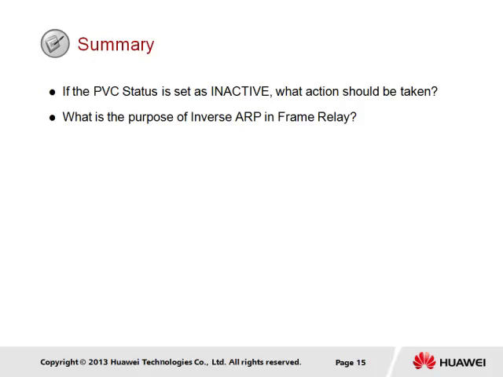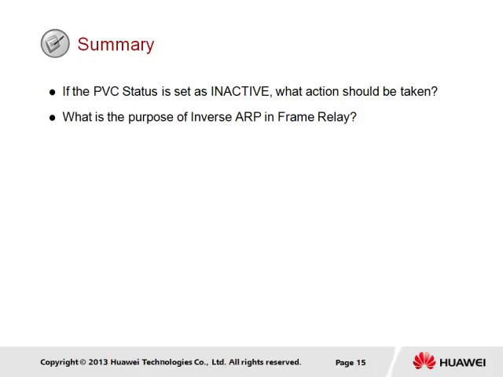If status messages are being received, we shall observe the output of the display fr pvc info command to verify that the PVC is active and that the binding has been performed between the local router and the peering switch. If this is active, we can finally check the mapping using the display fr map info command to determine whether the end-to-end mapping has been established.